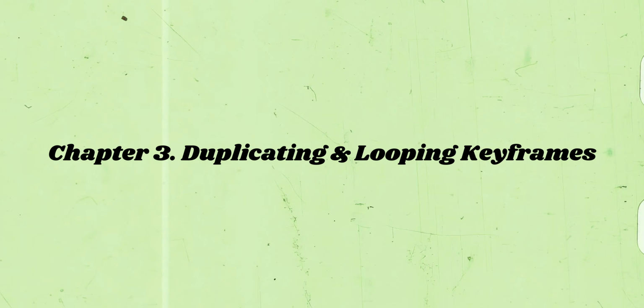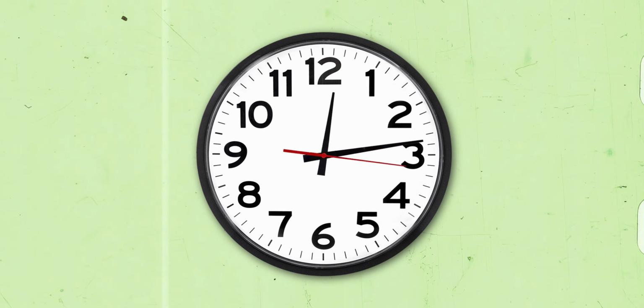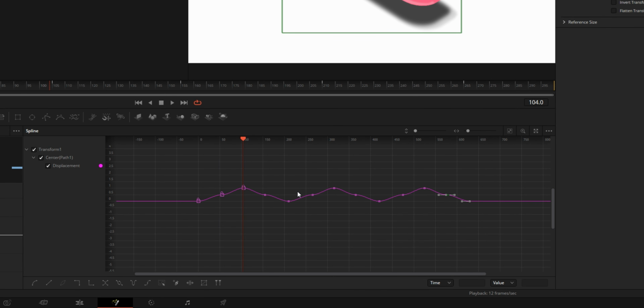Duplicating and looping your keyframes. Now this is fundamental. If you don't know this, then this is going to save you a hell of a lot of time when you're keyframing. So you know when you want to keyframe something over and over again, so it's doing the same thing over and over again, well, you can copy and paste keyframes and duplicate them indefinitely if you wanted to. Here's how you do it.